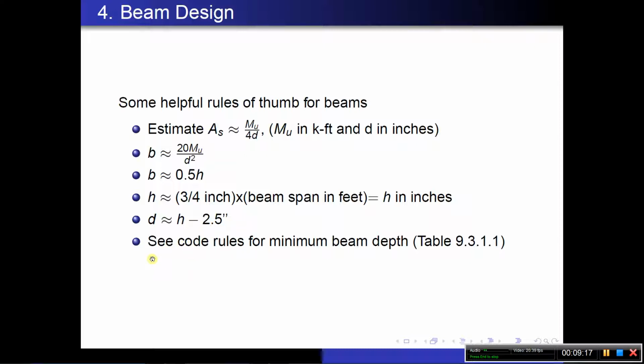The last item I have here is that the code does actually have some rules about the minimum depth of a beam. And so this can be seen in the code table 9.3.1.1. And these are minimum beam depths that the code prescribes so that oftentimes a person will be able to avoid having to do deflection calculations if they adhere to these minimum beam depths.